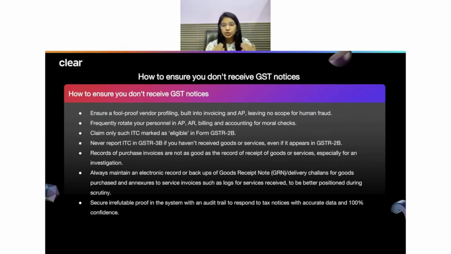So this is something you should understand when it comes to replying to notices. It should not be like, okay, I have already paid this, I have claimed it, I am done. There are other documents which you should have properly with you, a proper invoice.